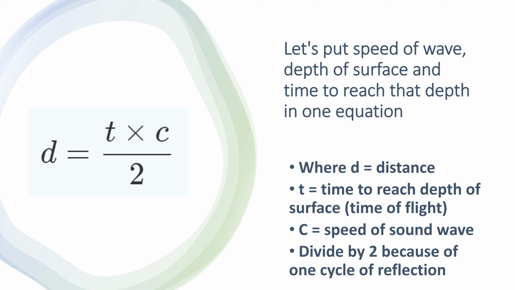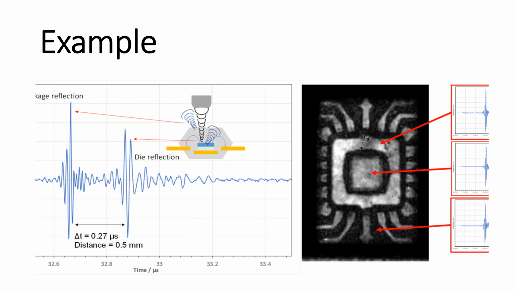Depth of penetration can be determined by time required for wave to reflect and velocity of sound wave in material. So we get this equation: D is equal to C into T by 2, where divided by 2 is because of one cycle of reflection. Here is an example how you can use reflection time to measure penetration depth if velocity of sound wave in particular material is known.